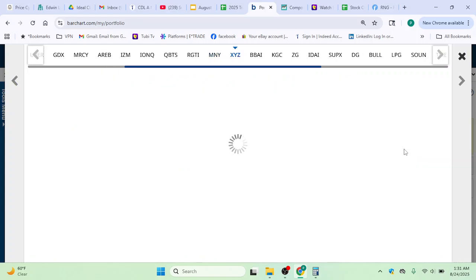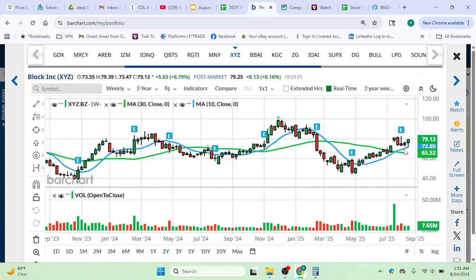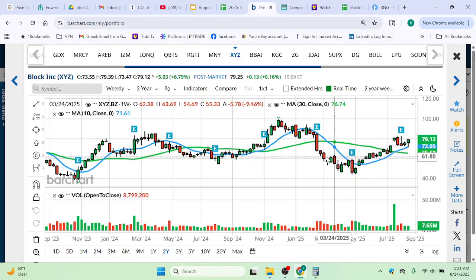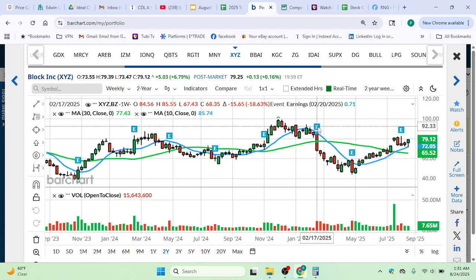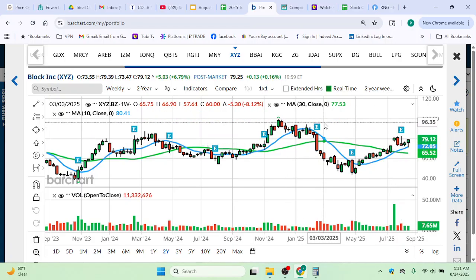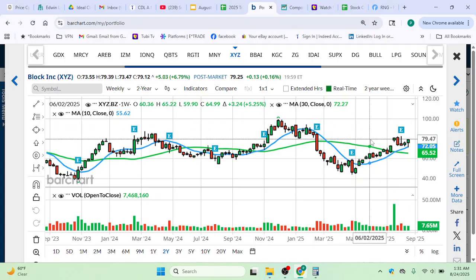Block, symbol XYZ. It sold off, making this cup, a little bit of a handle here. Generally, you want a cup and handle to come up towards the highs and then give you the handle up there, but this would be an early entry if you like Block. They have pretty good fundamentals. I like that company.